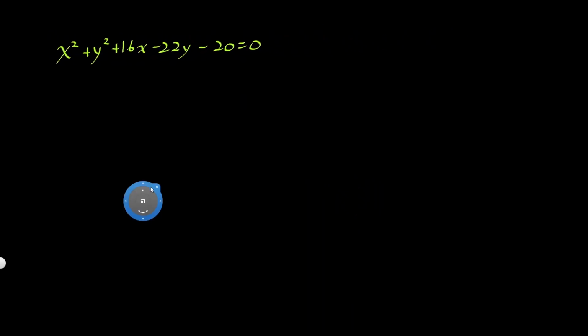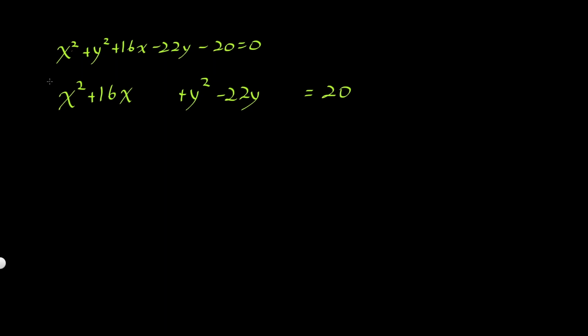So let's work on this. All the x's I like to put together, and all the y's I like to put together. They're both squares, so they both stay on the left side. So x squared plus 16x, and then I'm going to leave some space because I'm going to complete the square. Plus y squared minus 22y, and then move that constant to the right side by adding it.